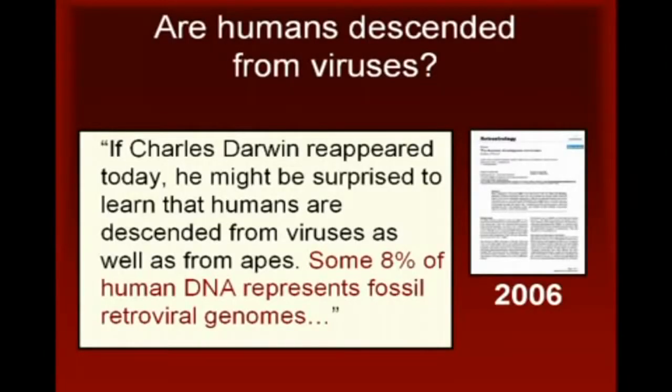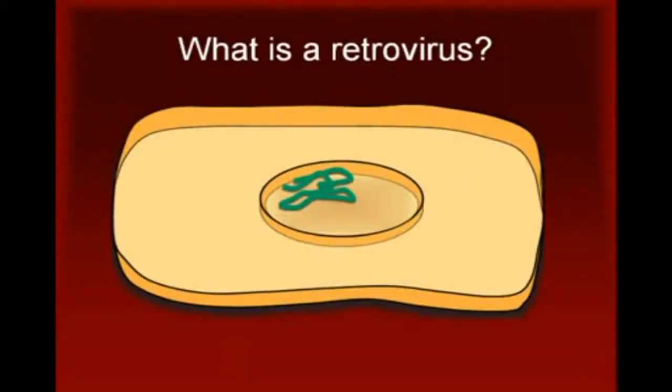According to an article published in the journal Retrovirology in October 2006, if Charles Darwin reappeared today, he might be surprised to learn that humans are descended from viruses as well as from apes. Some 8% of human DNA represents fossil retroviral genomes. What exactly is a fossil retroviral genome?